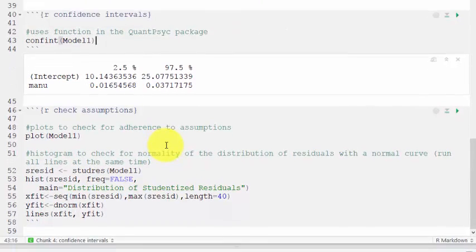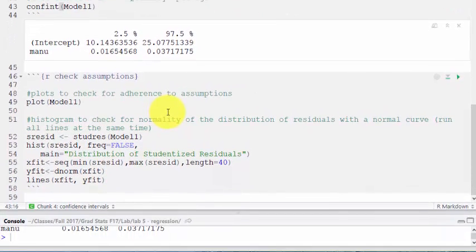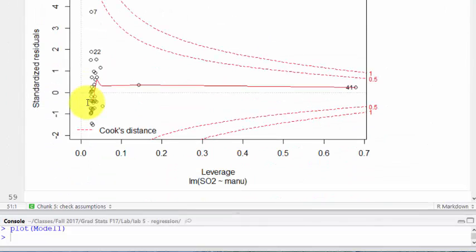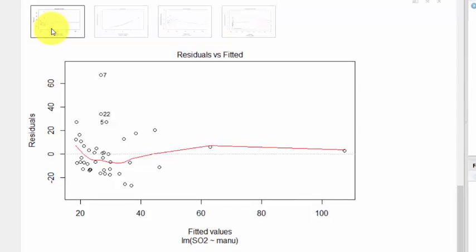And then the last thing we're going to talk about is checking assumptions, and it seems like this is something that we should do before we run our model, but you have to have the model already run in order to check the assumptions. So there's this nice function plot that actually creates 4 different figures. So if we run just that, we get the 4 figures right here. Let's go to the first one.